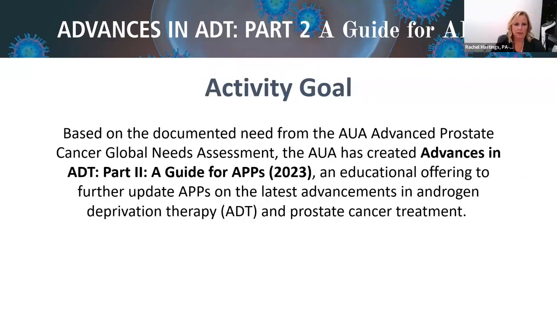Our activity goal tonight, based on the documented need from the AUA Advanced Prostate Cancer Global Needs Assessment, the AUA has created Advances in ADT Part II, a guide for APPs, an educational offering to further update APPs on the latest advancements in androgen deprivation therapy and prostate cancer treatment.